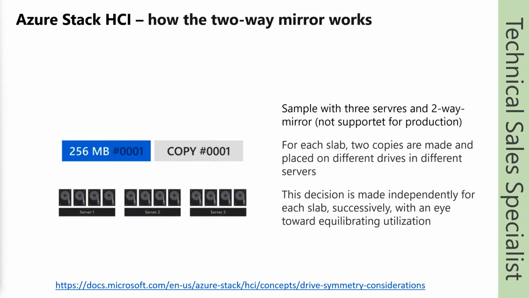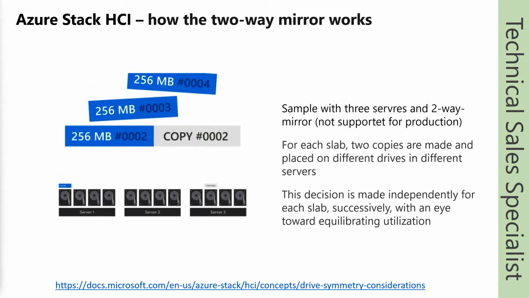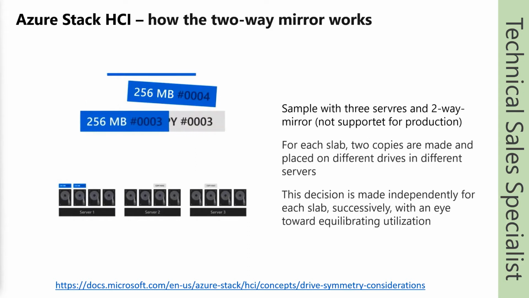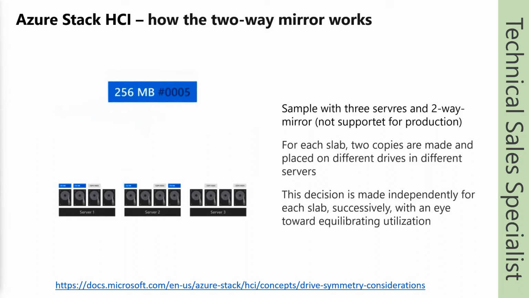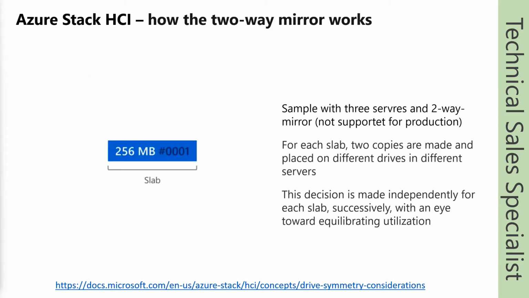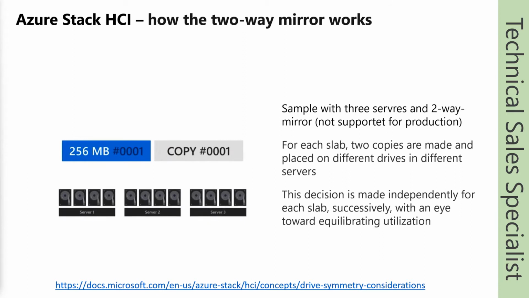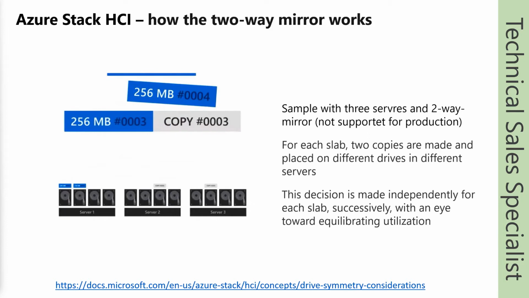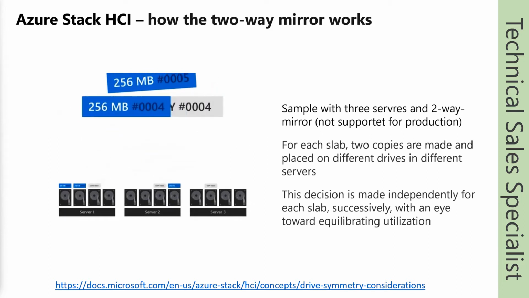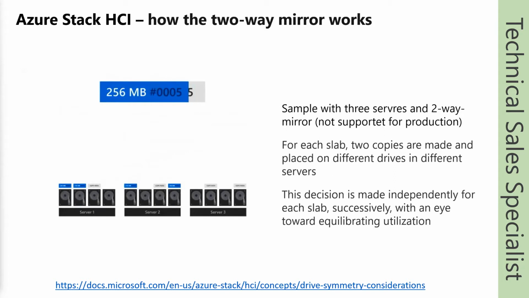Important to know is that what we see in this animation is not exactly supported as it's shown here, because we have 3 servers and we can see a 2-way mirror. This is not supported in production, so if you have 3 servers, you will always have a 3-way mirror. With 2 servers, you can have a 2-way mirror or a nested resiliency. But to show you how this mechanism works, I think this is the easiest way, and you can have a detailed look at this in docs.microsoft.com, as you can see in the URL at the bottom of the slide.